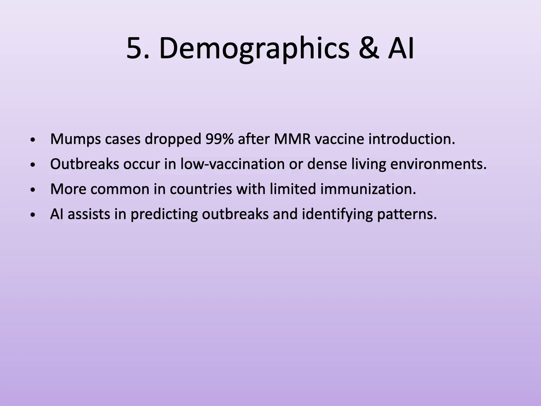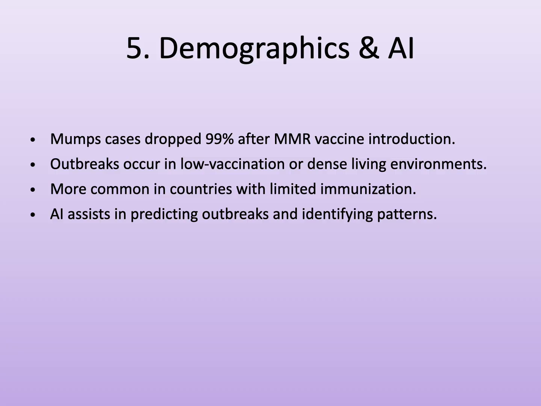Now the outbreaks only really occur in the areas where vaccination coverage is decreased, so like third world countries, we still see it there. And then also in close contact areas, so like college campuses, sports facilities, sometimes we still see that. But it's honestly most frequently now in parts of Africa, Southeast Asia, and rural areas.